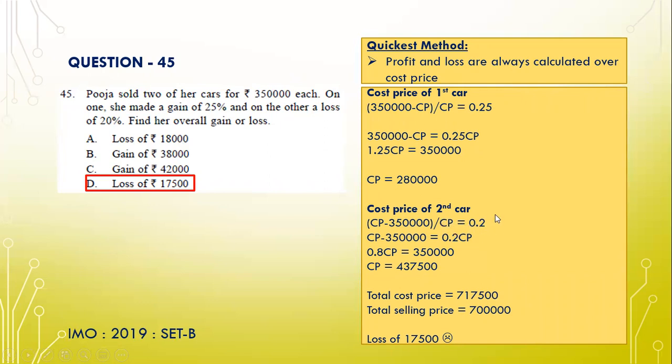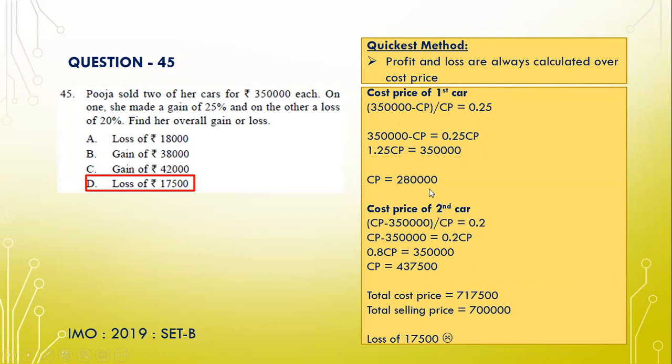When CP goes there, it will be multiplication. So CP minus 3,50,000 is 0.2 CP. When 0.2 CP comes here, it will be minus 0.2. So CP minus 0.2 CP is 0.8 CP. When minus 3,50,000 goes there, it will be plus 3,50,000. So CP will be 3,50,000 upon 0.8, which is 4,37,500. So the cost price of the second car is 4,37,500.